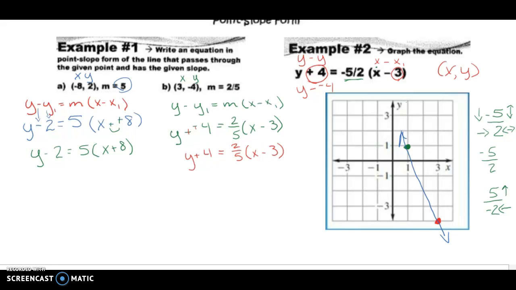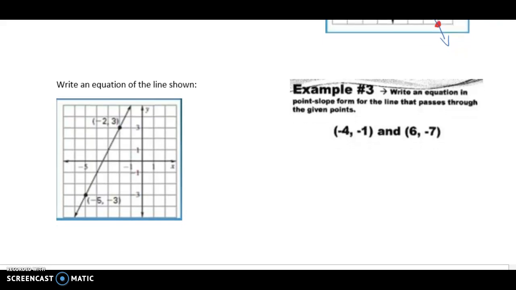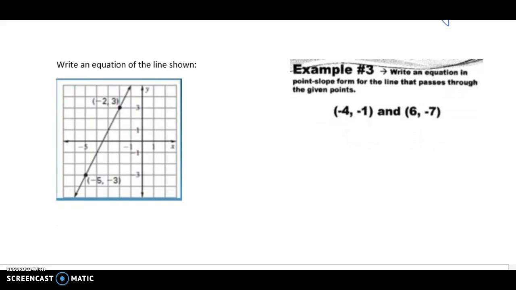There we go, that one looks better. So that's how we go ahead and graph them. Now we're going to look at this one and write an equation of the line shown. First we need to find what the slope is. Our slope is how much we go up versus how much we go over. Remember, that's rise over run.